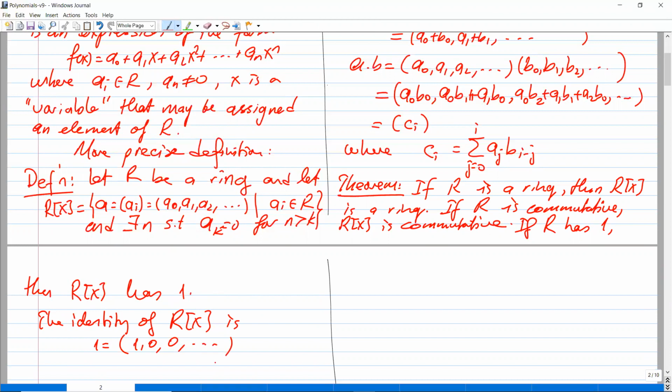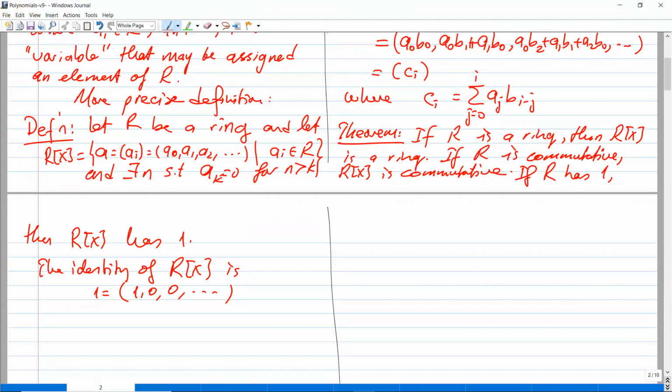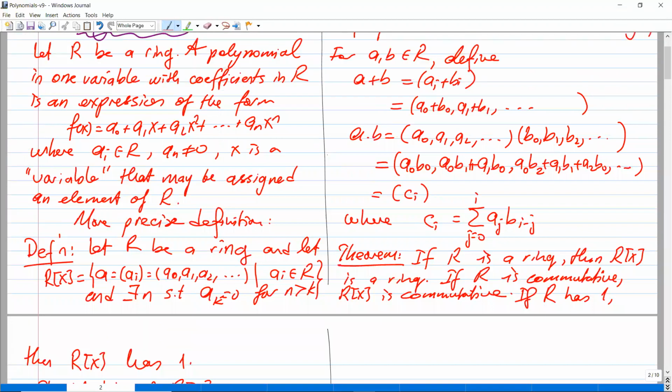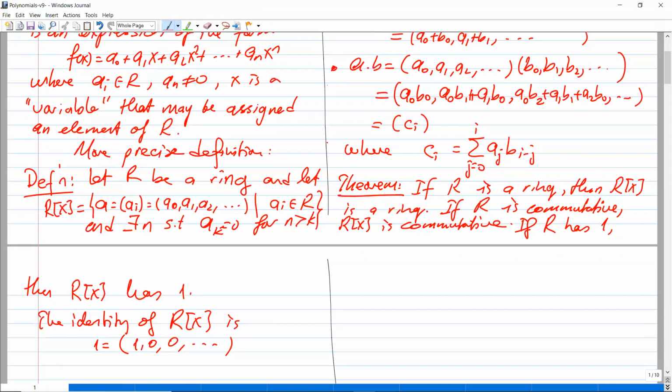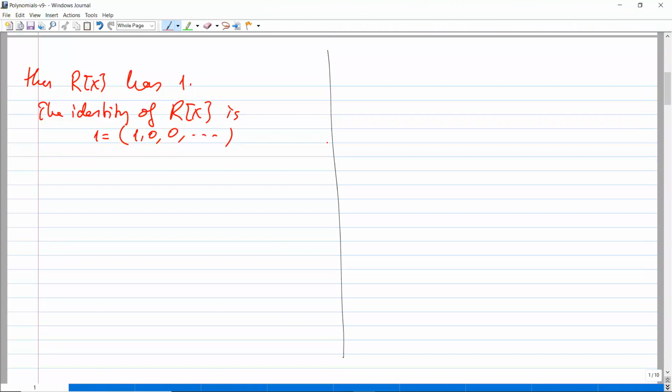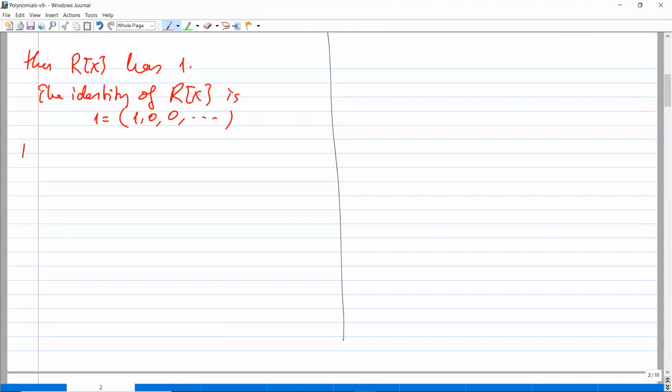If you multiply any A from the left or right hand side by 1, you get A. So the proof of this statement is just a matter of checking these properties, considering this addition and the multiplication. I will leave this as an exercise to you. It is very elementary, and left as an exercise.